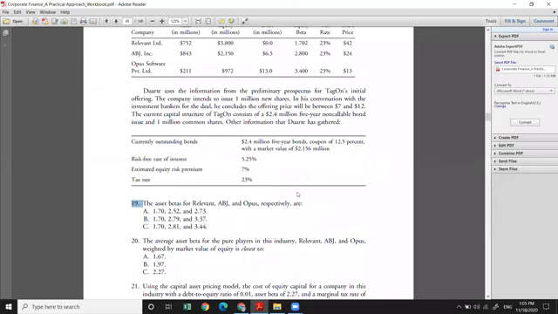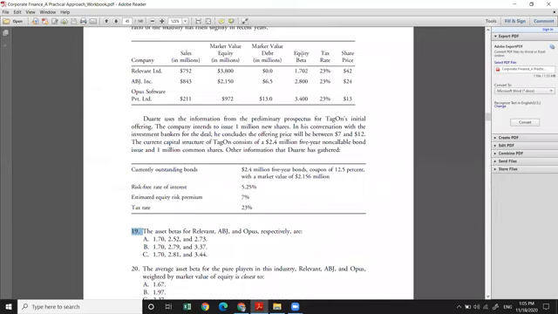So question 19 asks us to calculate the asset beta for Relevant, ABG, and Opus respectively. We are given the equity beta, but we need to calculate the asset beta first. Asset beta is equal to equity beta over 1 plus 1 minus tax times debt equity ratio. This is what we know from it. So let me just open this and type it here.